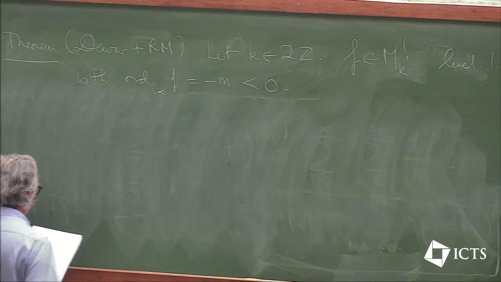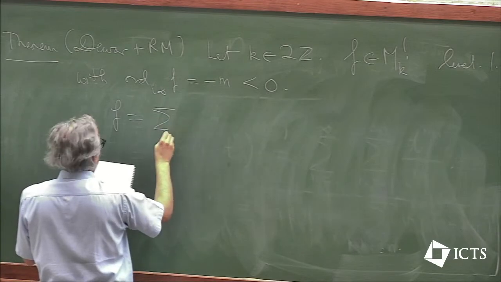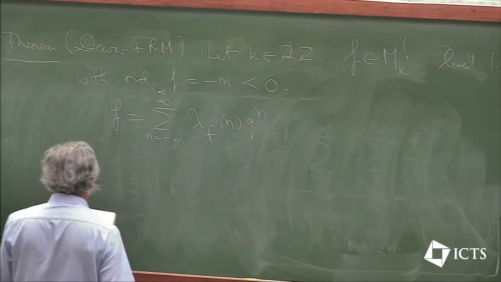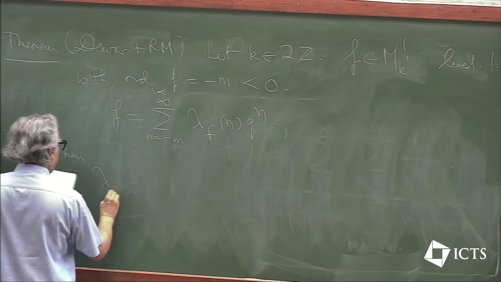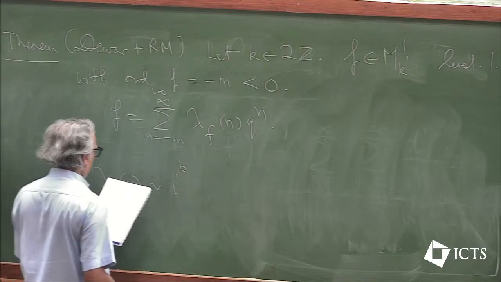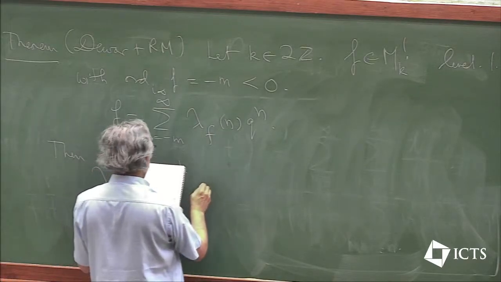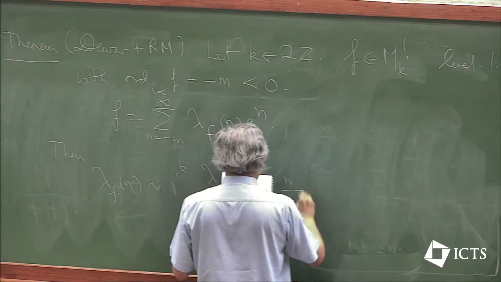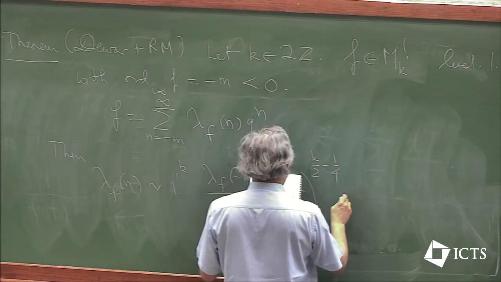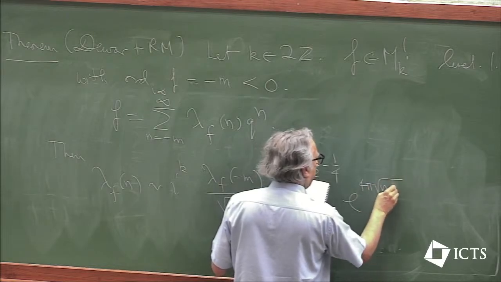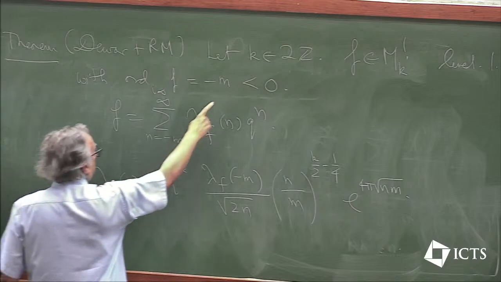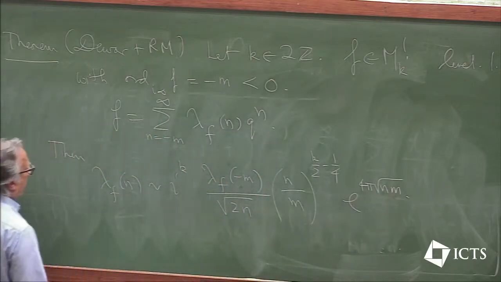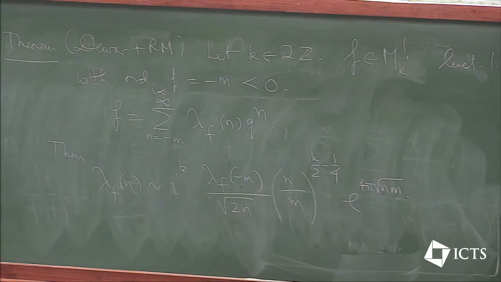Suppose that we have such a modular form and write the Fourier expansion like so, then immediately, where I is actually the square root of minus 1 here. K being even, of course, this means plus or minus 1. Lambda f of minus m over root 2n, n over m to the power k over 2 minus a quarter, e to the power 4 pi root nm. So in other words, the pole controls the behavior of this. What number goes in here is controlled by the pole, along with the constant that goes in front. So this is a very general theorem.